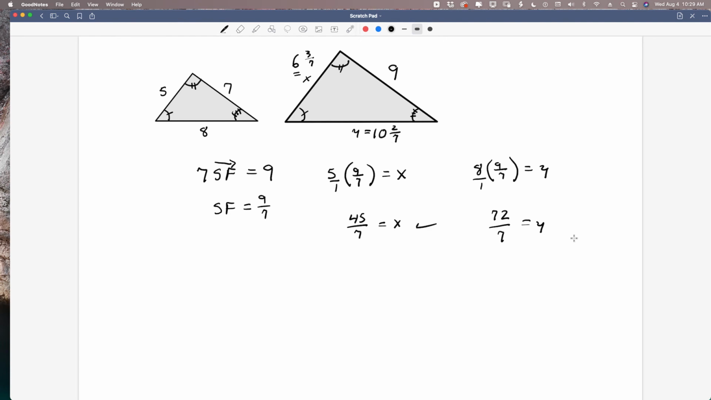And that's all we're doing. You just find the one that has all the measurements, and then you set that one as multiplied by your scale factor, to get the one that you don't have the measurements for, but is congruent to. All right, very good.